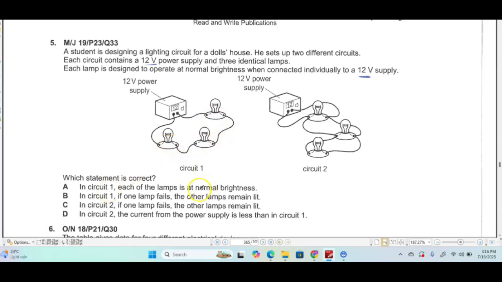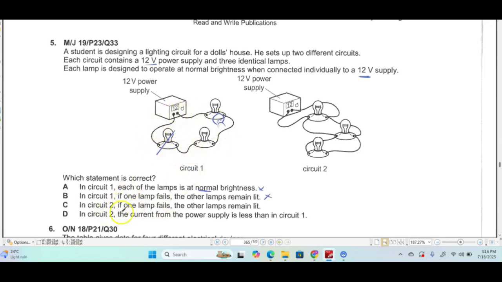Normal brightness means that they all give out equal brightness. If we put in another bulb, the brightness of all of them is going to change. So this is not correct. In circuit 1, if one lamp fails, the other lamps remain lit. No, this is also not correct, because in a series circuit, if this lamp is broken, the other 2 are not going to work because the circuit is not going to get completed.